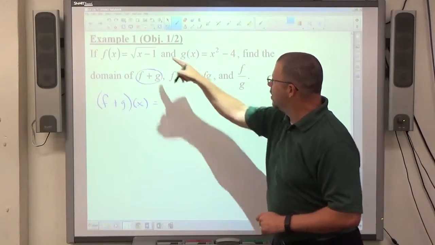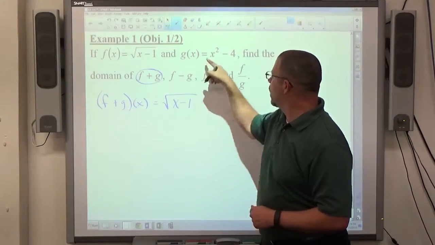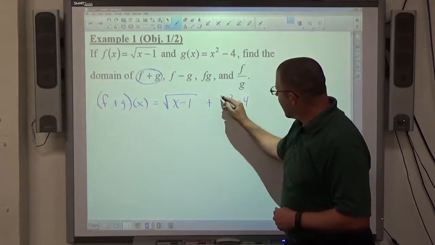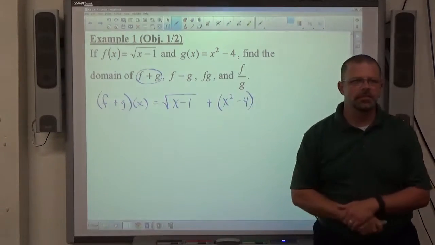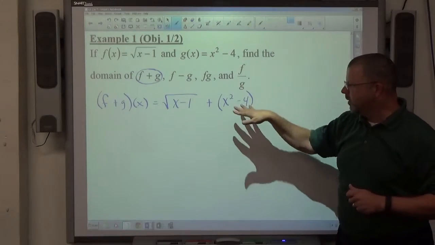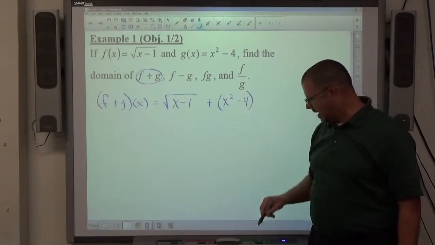So, f plus g means take whatever f of x is, which is the square root of x minus 1, add to it whatever g of x is, that's x squared minus 4. I want you to create a habit that anytime you're putting in plus or minus something and you have to put multiple pieces, you put parentheses around the substitution. So get that habit, but then also recognize when that habit's not necessary.